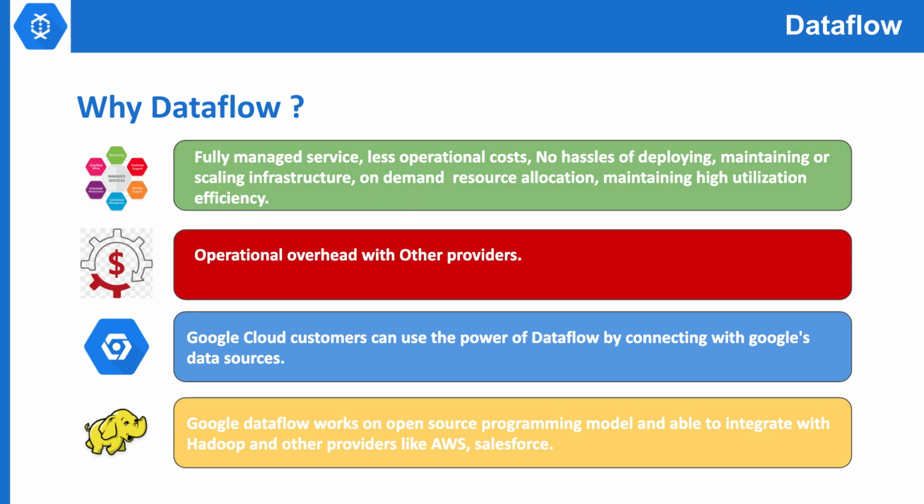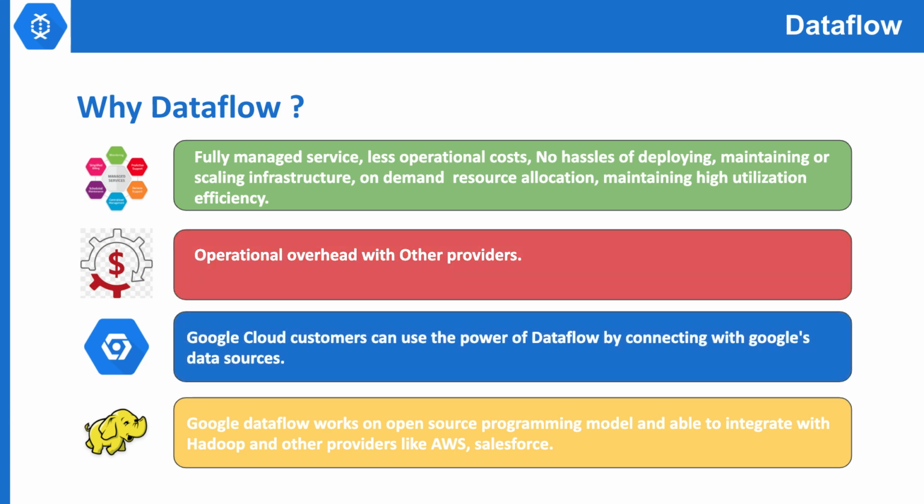On the other hand, other providers like Spark and Flink typically run on top of a Hadoop installation and have a lot of operational overhead. The third point is cloud customer benefit. All Google Cloud customers can use the power of Dataflow by connecting with Google's data sources like Cloud PubSub, Cloud Storage, Cloud SQL, BigQuery, Datastore, and Filestore, etc. On top of that, users can use Google's job scheduling system, Cloud Composer, which is also a managed service. Fourth is the open source programming model. Google Dataflow works on an open source programming model and is able to integrate with Hadoop and other providers like AWS and Salesforce.